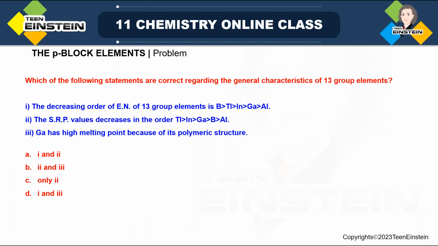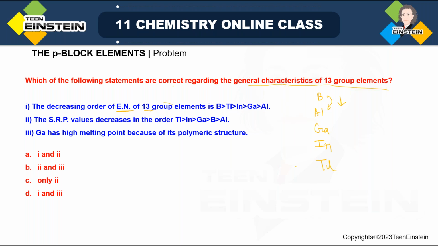So here we have a problem where we have to apply some of these properties. Which of the following statements are correct regarding the general characteristics of group 13 elements? The first statement, the 3 statements in blue color: decreasing order of electronegativity of group 13 elements. Remember, when you are moving from boron to aluminium, there is basically a decrease. But after that, from aluminium to gallium, gallium to indium, indium to thallium, there is a marginal increase, right?